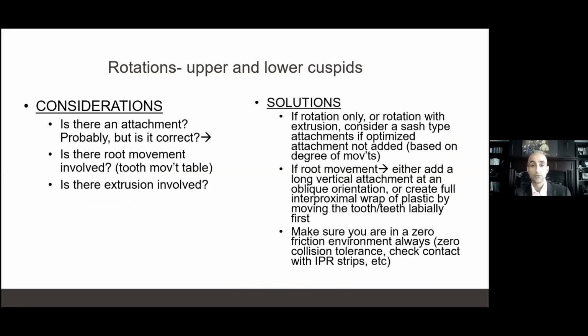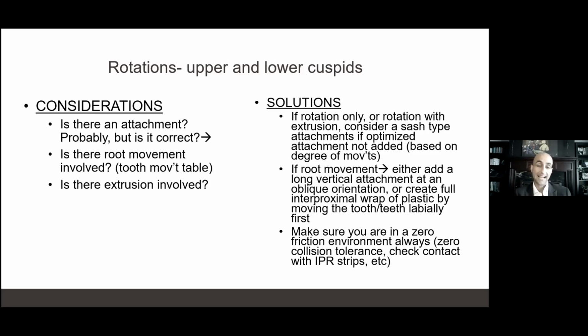Solutions, if it's rotation only or rotation with extrusion, consider the sash type attachment, which is that oblique attachment I was talking about. If there's root movement, either add a long vertical attachment that you can rotate to an oblique orientation, or again, what I think is better, as I mentioned, is to create plastic wrap, because that attachment, if you make it a long oblique and don't bevel it, has more of a chance to not track in my experience. So I think wrapping it in plastic, but keeping an oblique attachment on there that is beveled to the gingival, is the best solution overall if you do not get a better solution from Invisalign.